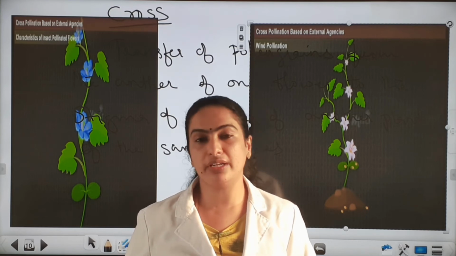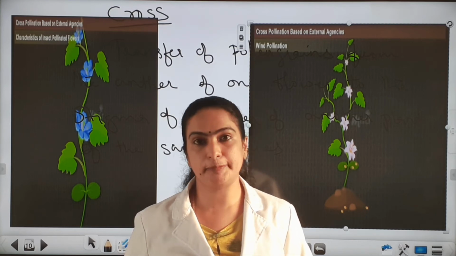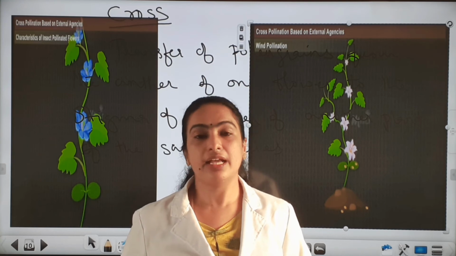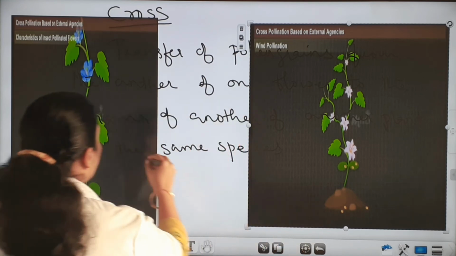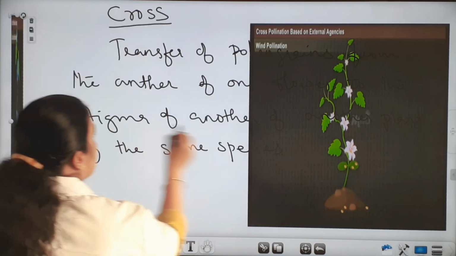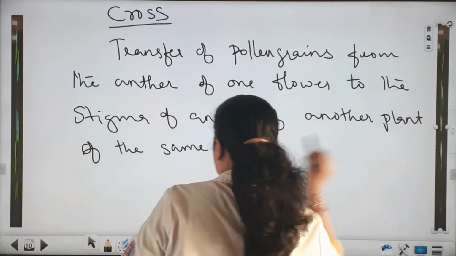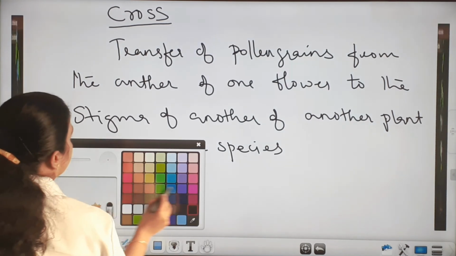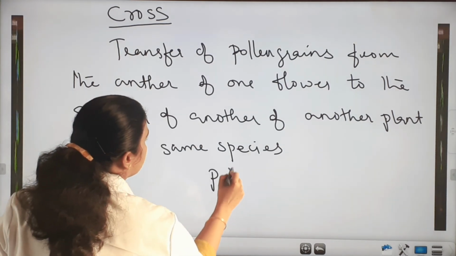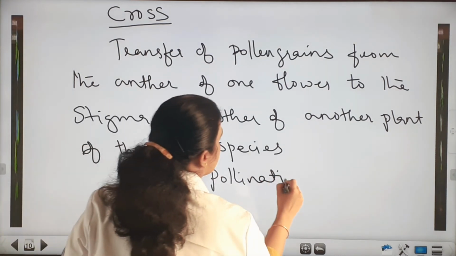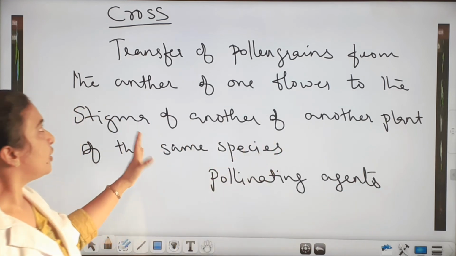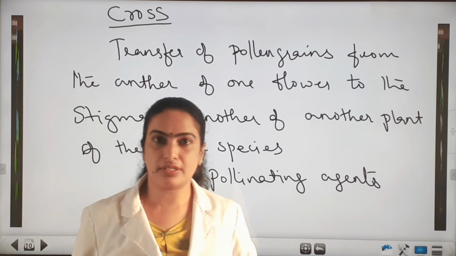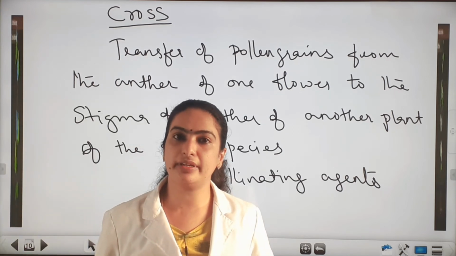And the important pollinating agents are wind, insects, squirrel, water, etc. Is it clear? So in cross-pollination they need pollinating agents. With the help of pollinating agents only, we can do this cross-pollination. Is it clear about self and cross-pollination?